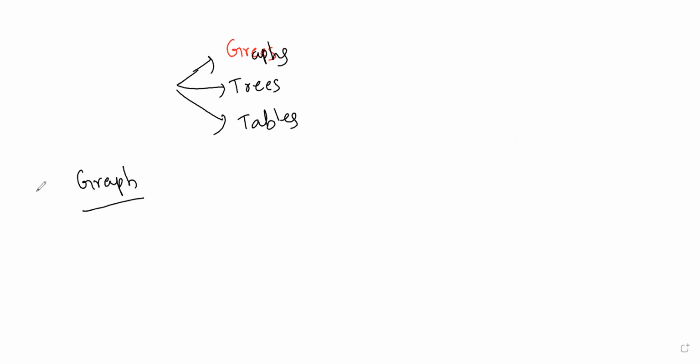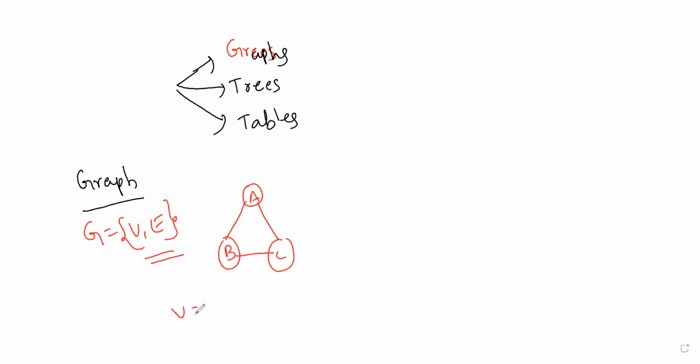A graph is a set of vertices and edges. So G is equal to V comma E. This is called a graph. Now, if you see A, B, C, this is called a graph. Here, the edges are A B, B C, C A.